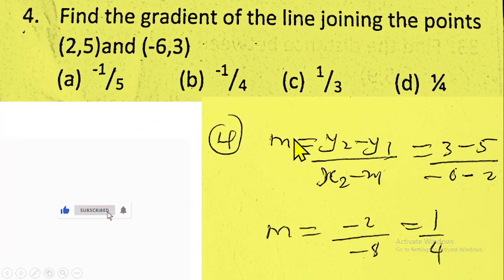Question number 4 is on coordinate geometry. You have to find the gradient of the line joining these two coordinate points. So we know that if you are finding the gradient of a straight line that joins two points given their coordinates, you use y2 minus y1 over x2 minus x1. So our y2 is 3 and our y1 is 5. So you have 3 minus 5 over, our x2 is minus 6 and our x1 is 2, so minus 6 minus 2. So 3 minus 5 is minus 2, over minus 6 minus 2, which is minus 8.